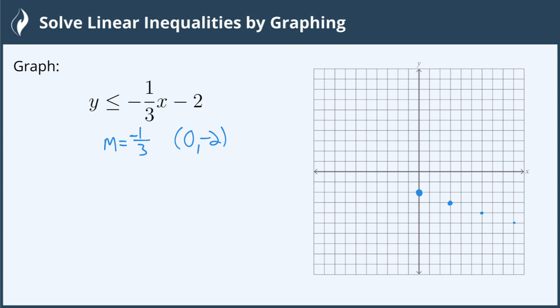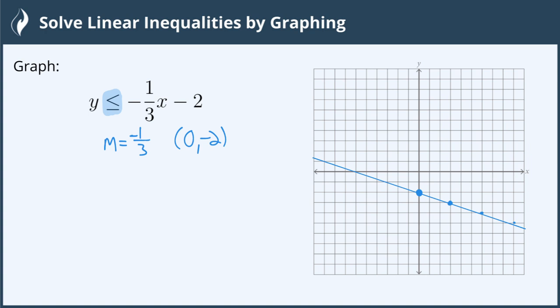Now, in order to decide, are we connecting the dots with a solid line or a dotted line, we're going to look at our inequality. Since it's less than or equal to, that bar underneath the inequality sign tells us that we have a solid line. So using a straight edge to try and make this as accurate and straight as possible, go ahead and connect those dots with a solid line.